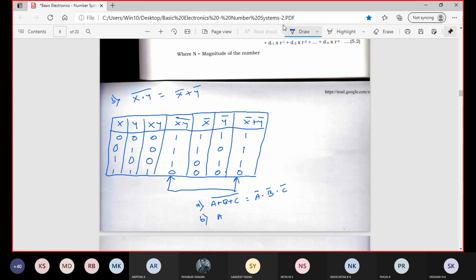What is the second statement? A dot B dot C whole bar. How do I put this? A bar plus B bar plus C bar. First go with the statement: replace all dots with plus, that is A plus B plus C, and then whole complement with individual complements. Understood? Yes, sir. Right. So now you try to fill this in the truth table.